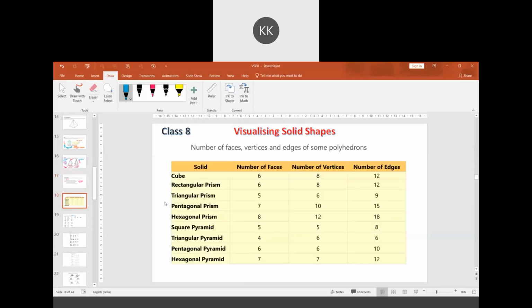Here there is a table which gives the number of faces, number of vertices, and number of edges. Some of them are prisms, some of them are pyramids. You can see the names given here: rectangular prism, triangular prism, pentagonal prism, hexagonal prism, and the pyramids are named square pyramid, triangular pyramid, pentagonal pyramid, hexagonal pyramid.